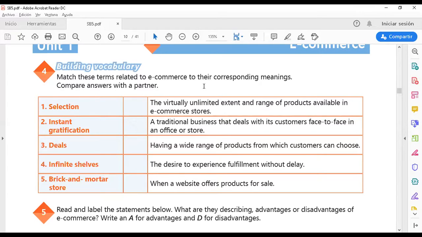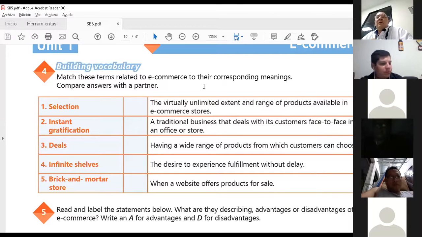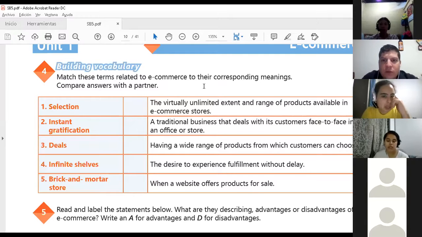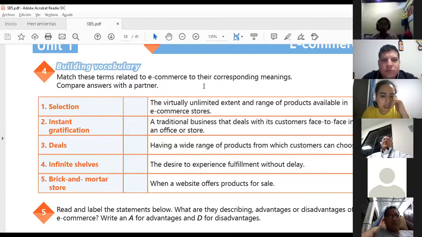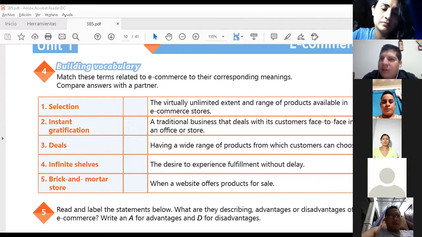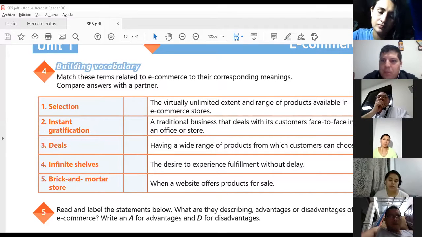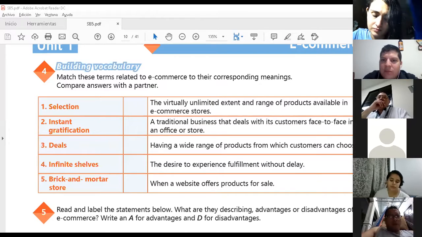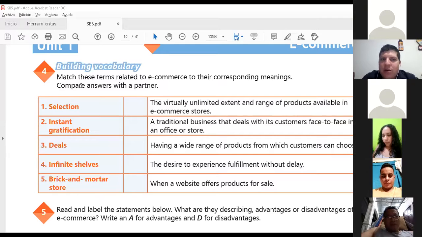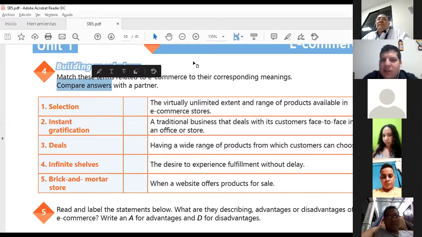Match these terms related to e-commerce to their corresponding meanings. Go, please. Compare answers with a partner. Wait. Partner. Now I'm going to give you a tip, guys.